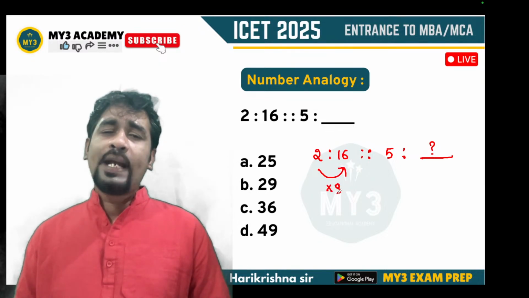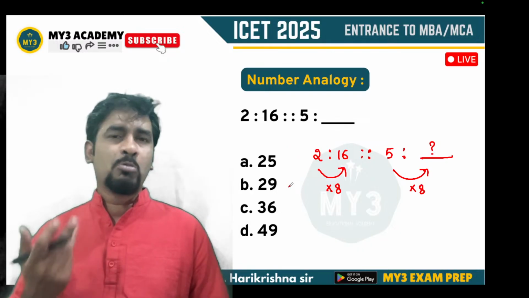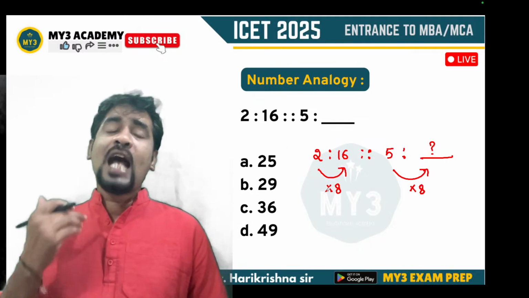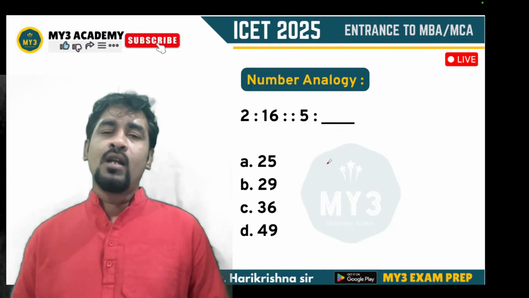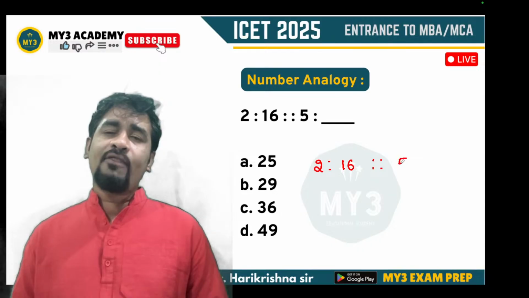See here, immediately 2 is 16. So I thought 2 8s are 16. Then 5 8s are what? 40. Is that option available? No. So don't think that they are wrong. You have to look for another possible logic to arrive at the answer. So what is another possible logic? 2 is 16 and 5 will be what? Instead of multiplication, let's look at it like this.